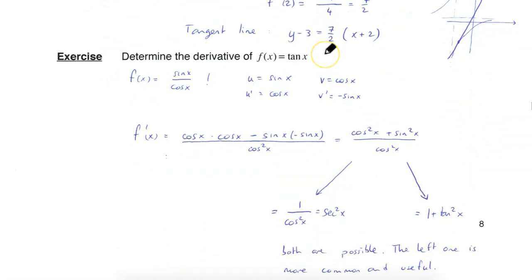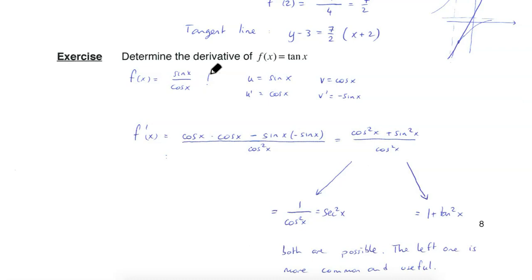Determine the derivative of y equals tan x. That's interesting. It seems to fall out of nowhere, but the reason why it's in this section is that, of course, tan x is sine x over cosine x. So that's a great application of the quotient rule, because we don't have to memorize the derivative of tan x if you want. We can just figure it out using what we know about sine x and cosine x.